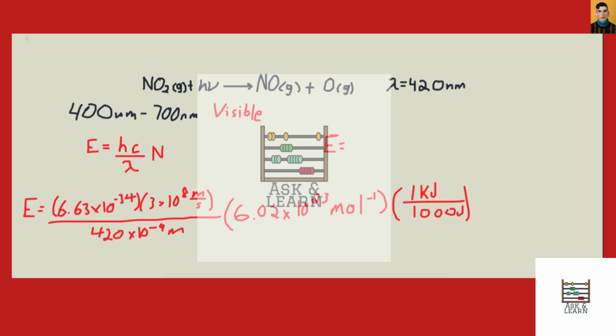So this is going to be equal to 285.09 kilojoules per mole. And that's the maximum amount of energy, the maximum strength of bond in kilojoules per mole that can be broken by this absorption of the photon.